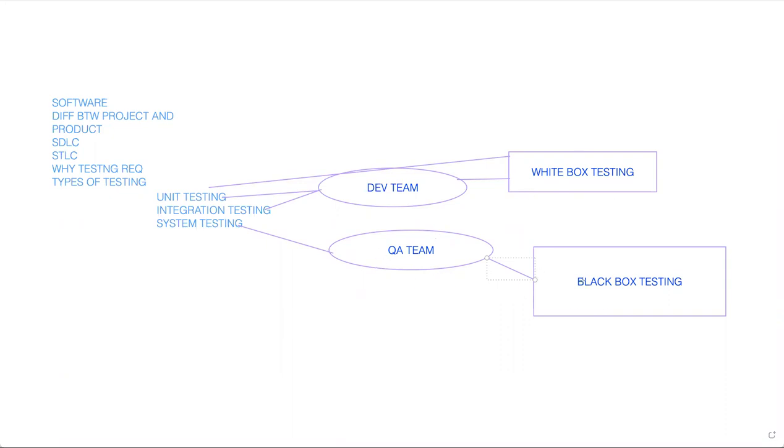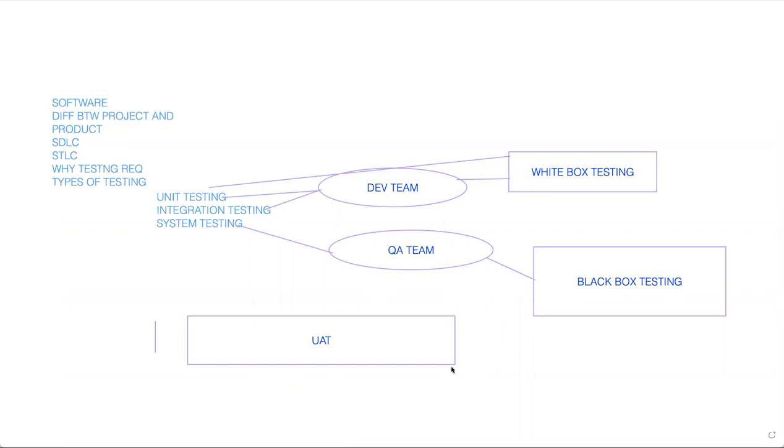So all the QA people come under black box testing, and all developers come under white box testing. Okay, and we have one more testing which is called UAT testing, user acceptance testing. Once the QA team has performed the testing, they will give it to the customer, and the customers will deploy it in their own environment.